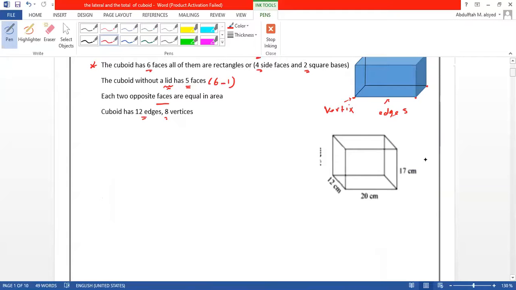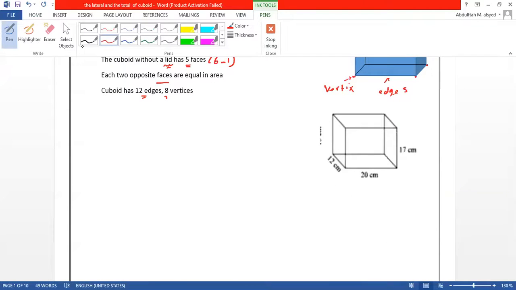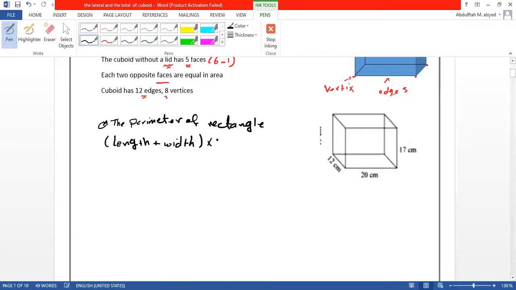Now, in order to find the lateral and total area, first you have to know the area and the perimeter of a rectangle. What is the perimeter of the rectangle? Perimeter of rectangle equals length plus width, times 2. We can write it in a simpler form: length plus width times 2.